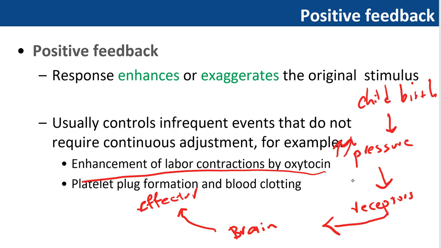Then again, we're going to have this information going to the brain, to the effector. So we're going to have more contraction. When we have more contraction, we're going to have more pressure. So as you can see, the response is going to enhance or exaggerate the original stimulus, which in this scenario is the pressure of the baby's head on the cervix. Or the other example for positive feedback is platelet plaque formation and blood clotting.